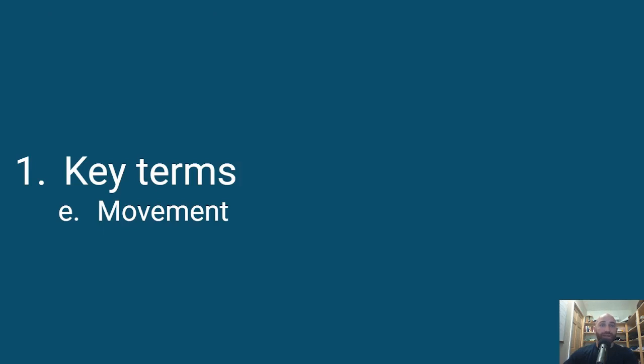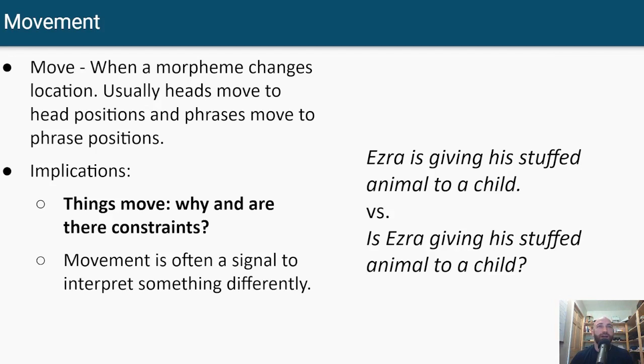Now we move on to our last key term, which is movement. Movement is something that I think some people are skeptical of because it seems weird, right? Why are things moving around? Why are words moving around in the sentence? And this is exactly what movement is: when a morpheme changes location in the sentence, and it usually involves a head moving to a head position or a phrase moving to a phrase position.